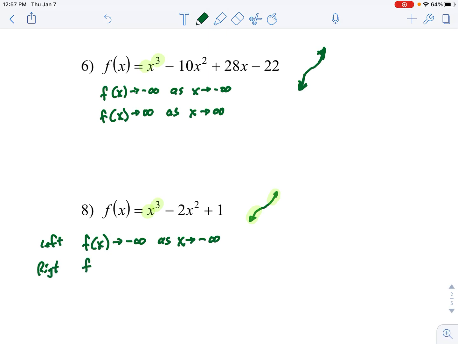F of x goes to, now we're doing the right-hand arrow, so this one is clearly pointing upward. Up is positive infinity, as x goes to the right, which is also positive infinity.